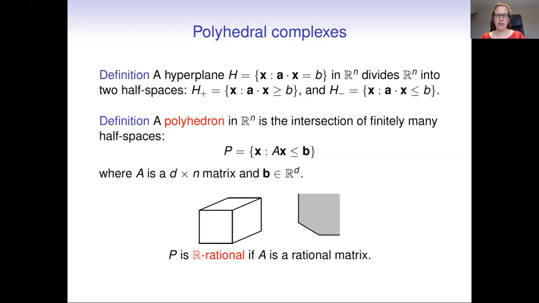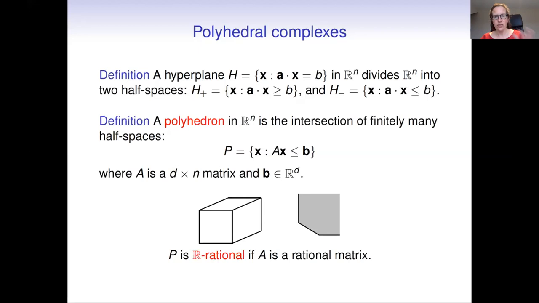So we could write this as the set of x for which a times x is less than or equal to b, where a is a d by n matrix and b is in R^d. So that's if we're going to intersect d half spaces in R^n. But that means you're going to get what are examples of polyhedra? Well, all the polygons, three-dimensional polytopes that you know, like the cube, the tetrahedron, icosahedron, etc.